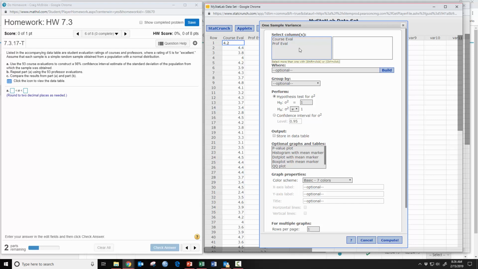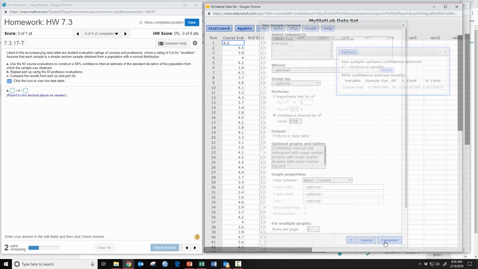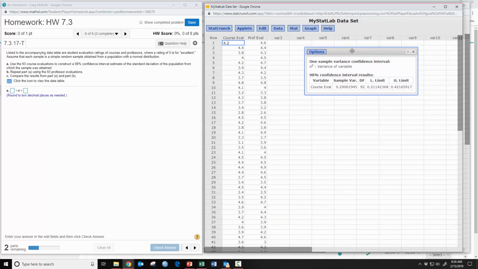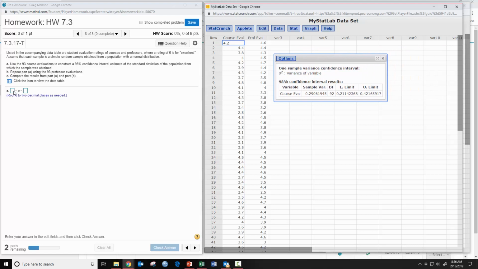Course evaluations. So here's course evaluations. This is the one we're using. We're doing a confidence interval. They want it to be 98%, right? And then we hit compute, and you get these lovely numbers, right? And I bet you this is exactly what you did, right? You come over here and you go, oh, 2 decimal places, 0.21, right?